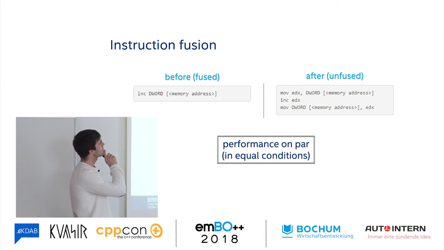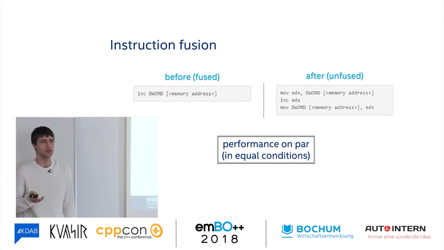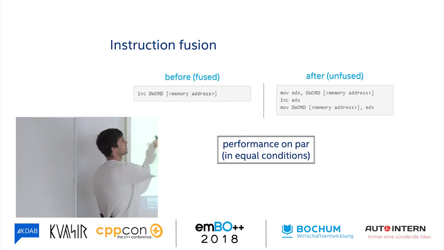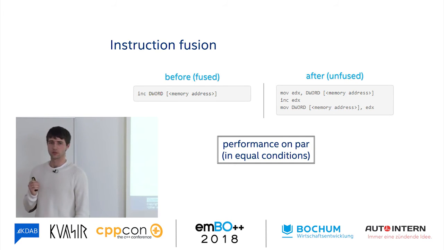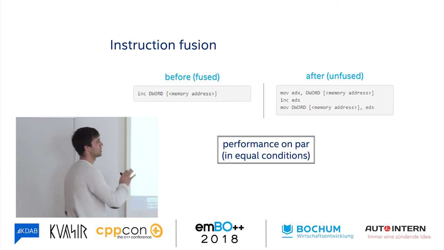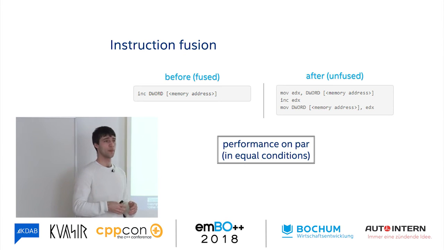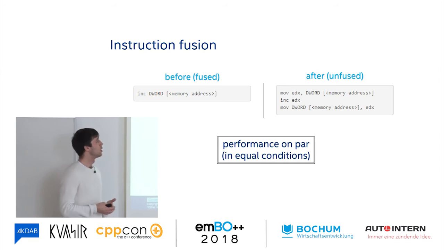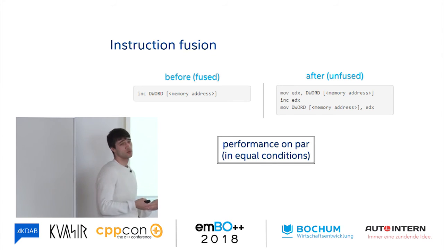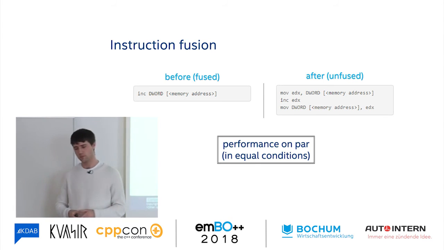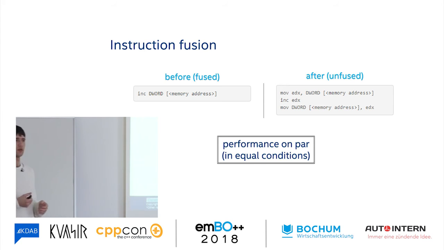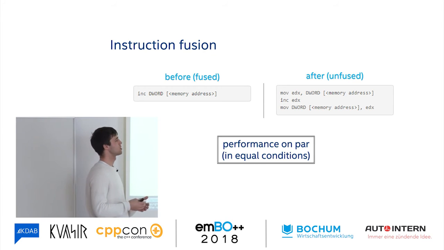One thing I should say is that there is definitely a difference in encoding. The case on the left takes 4 bytes to encode, and the sequence on the right takes 10 bytes. Also the case on the right adds more register pressure to the compiler, because now it needs to come up with some temporary register. In this case it happens to be EDX. So there is a difference there as well.